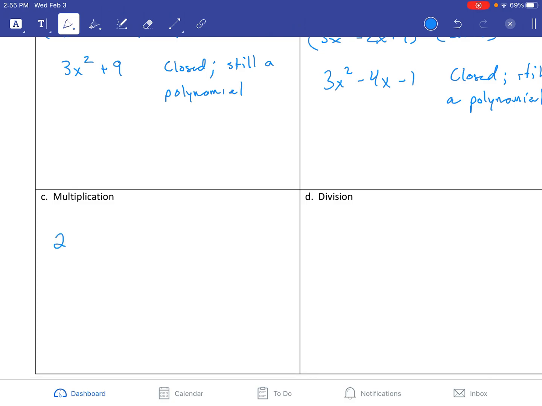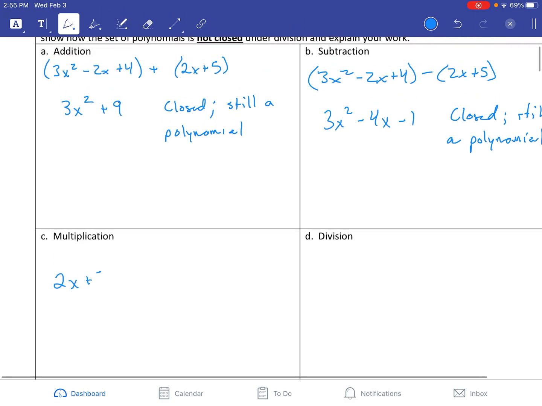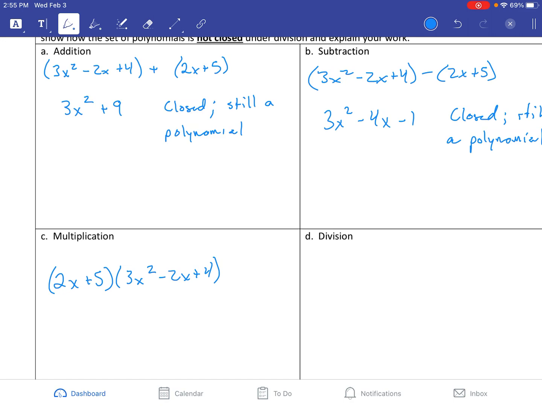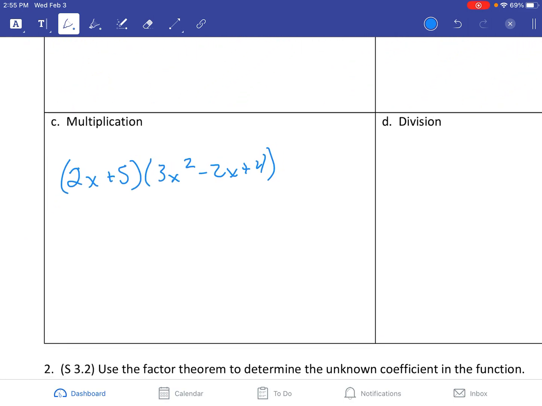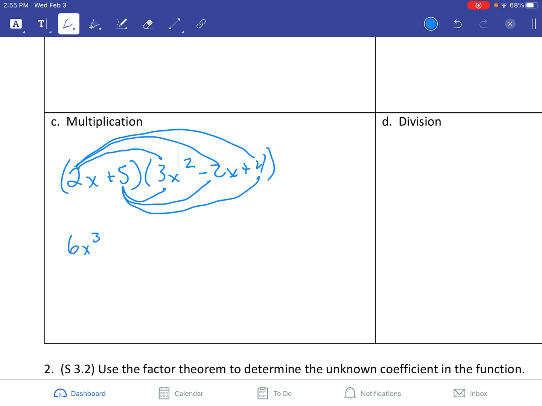Multiplication. I'm going to actually write it a little bit different this time. So it's 2x plus 5. Parentheses are on both things. And then 3x squared minus 2x plus 4. Doing it this way because I'm going to show you this using the rainbow method. Just multiply each line in its terms, and then combine the like terms. So 2x times 3x squared is 6x to the third. 2x times negative 2x is negative 4x squared. 2x times 4 is positive 8x. Sorry, this should be x squared.